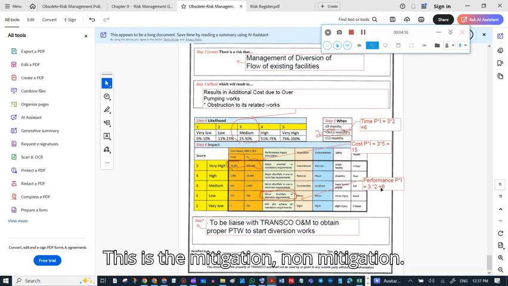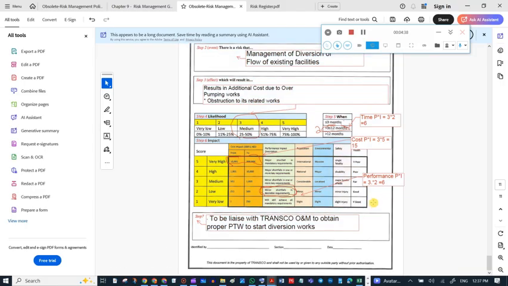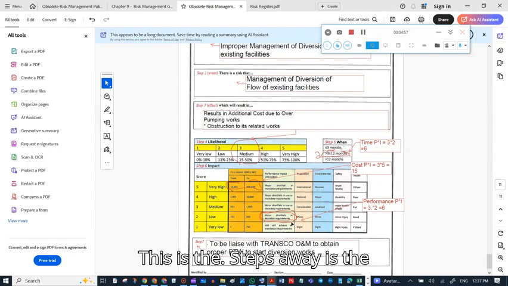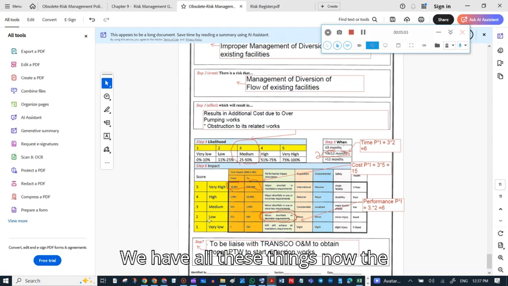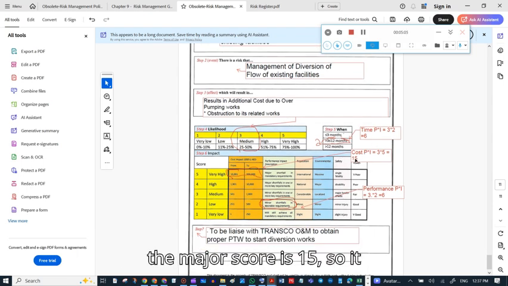Now this is the mitigation method. It lies with Transco and them to obtain a proper PTW to start the diversion work. PTW is the problem. So step 7 is the mitigation measures. Now we have all these things, and the major score is 15.